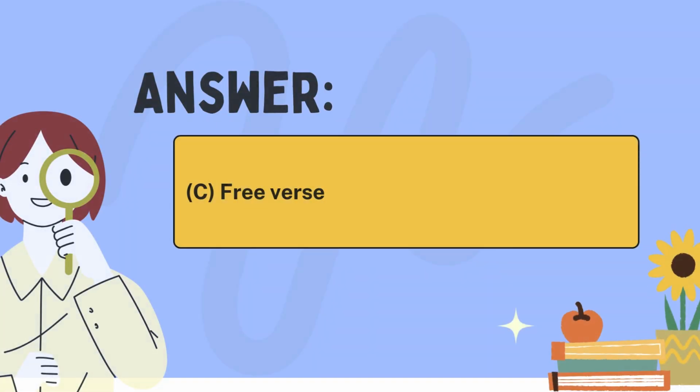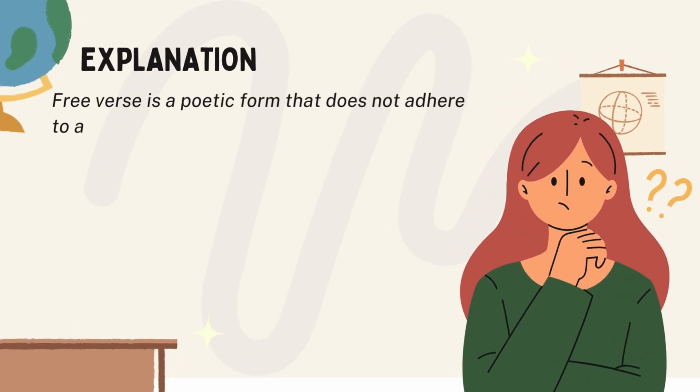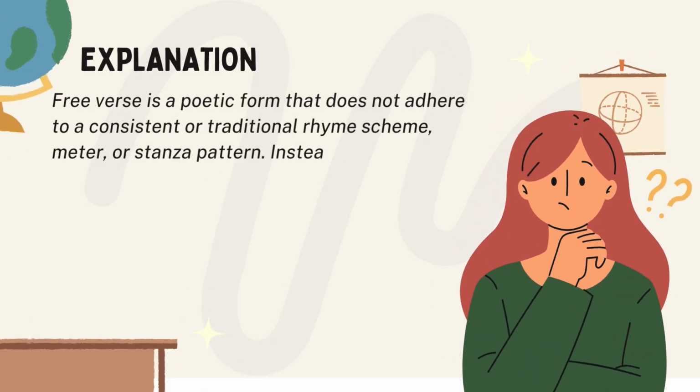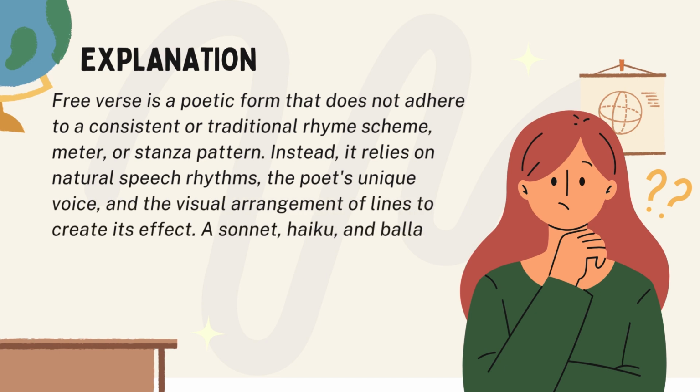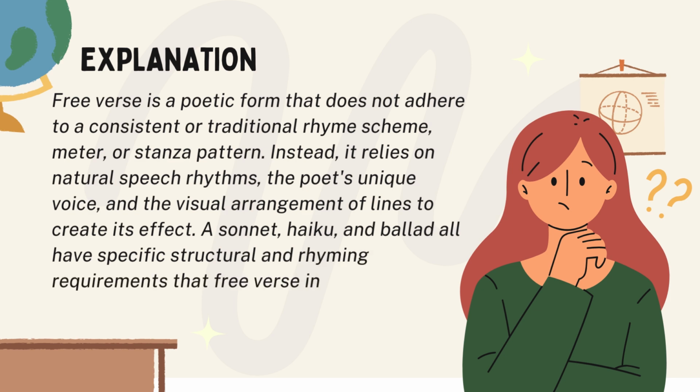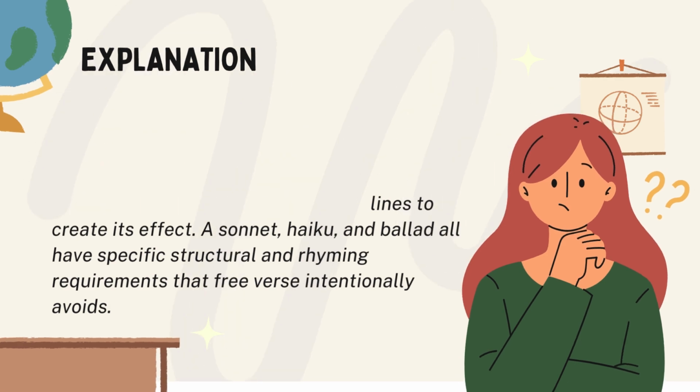Answer. C. Free verse. Free verse is a poetic form that does not adhere to a consistent or traditional rhyme scheme, meter, or stanza pattern. Instead, it relies on natural speech rhythms, the poet's unique voice, and the visual arrangement of lines to create its effect. A sonnet, haiku, and ballad all have specific structural and rhyming requirements that free verse intentionally avoids.